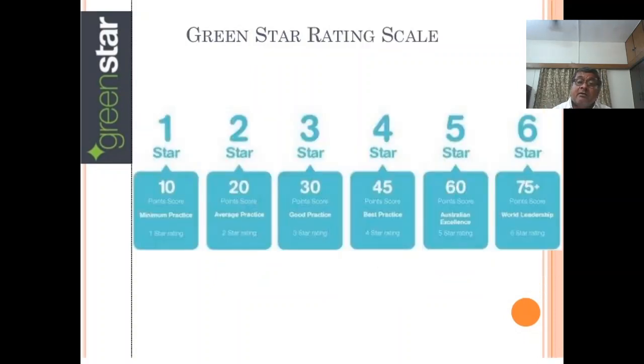Green Star rating scale. The first one is 10 marks, with minimum practices. The second, 20, is average practice. The third one is good practice. The fourth, 4 star, 45 points, is smart practice. 5 star, 60, is Australian excellence, and above 75 plus is world leadership.